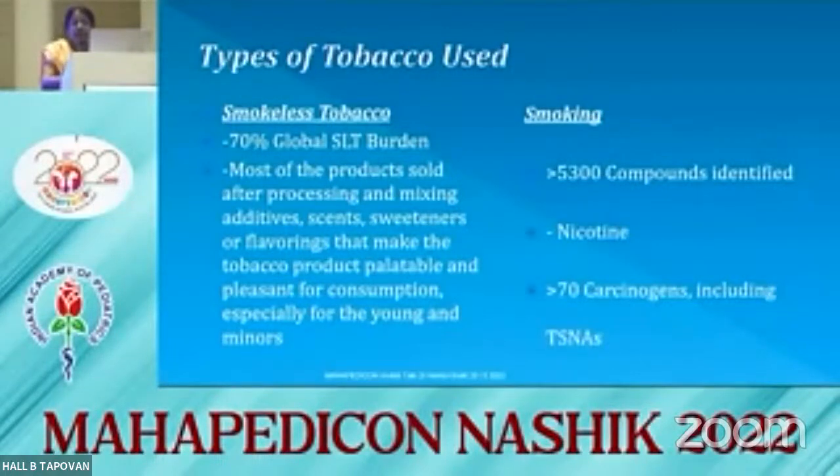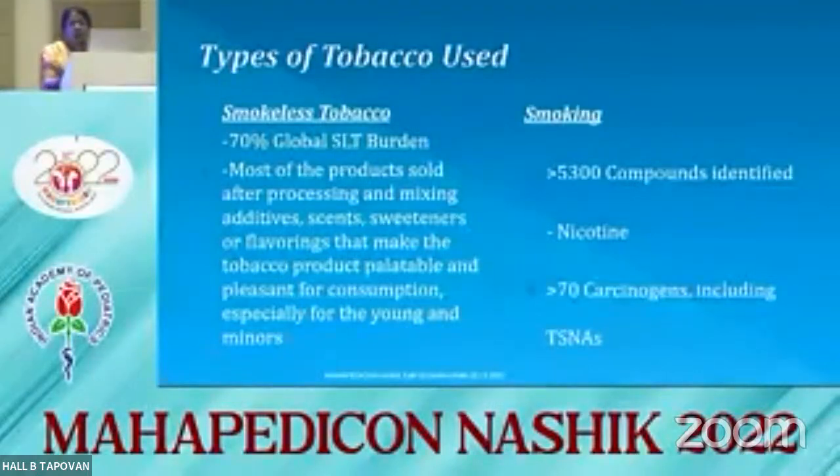The child experiments with tobacco use, and because of the high addiction potential of nicotine, he becomes an addict before he knows it. Smoking is banned. Other people come to know if the child is smoking, so at least there is some fear of elders and the child may not initiate it. But in smoking also, we need to know that more than 5,300 compounds have been identified. Nicotine is the addictive substance, and there are more than 70 carcinogens, including tobacco-specific nitrosamines.